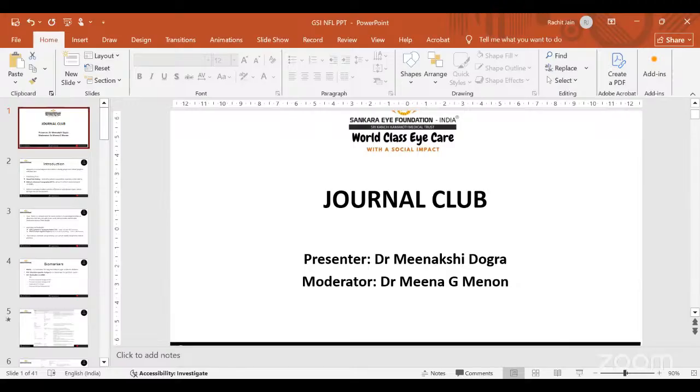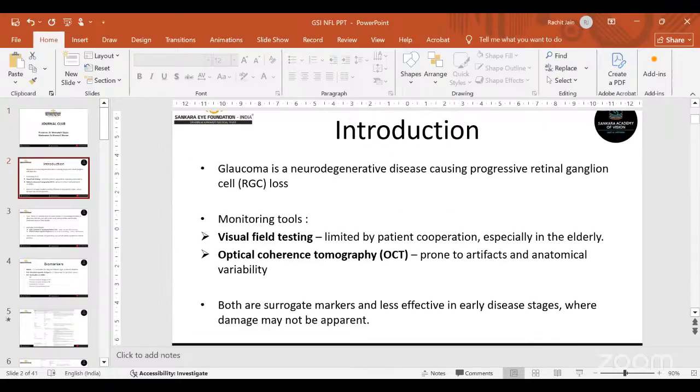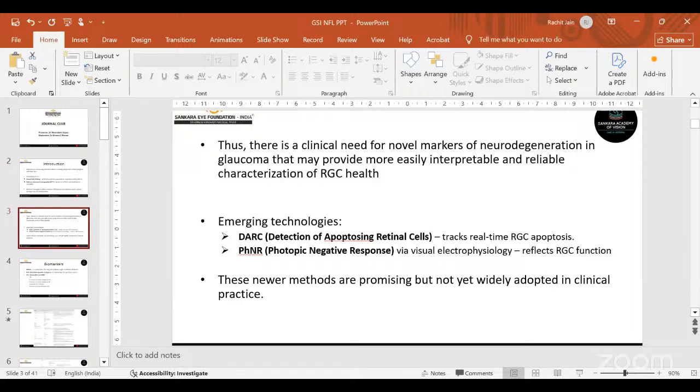Before going to the topic proper, I would like to give you an introduction on why we have chosen this topic. Glaucoma is a neurodegenerative disease causing progressive retinal ganglion cell loss, as we all know. The current monitoring tools are visual field testing, which is limited by patient cooperation, especially in elderly patients, and OCT, which is prone to artifacts and anatomical variability. Both are surrogate markers and less effective in early disease stages where damage may not be apparent. Thus, there is a clinical need for a novel marker for neurodegeneration in glaucoma that may provide more easily interpretable and reliable characterization of RGC health.